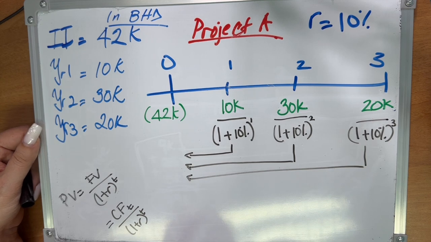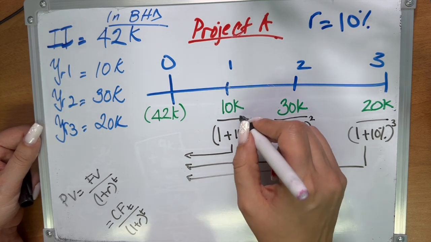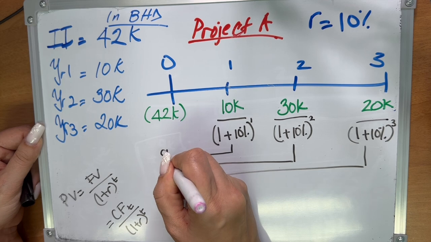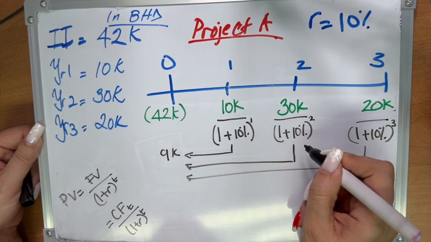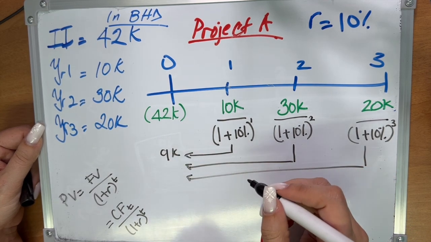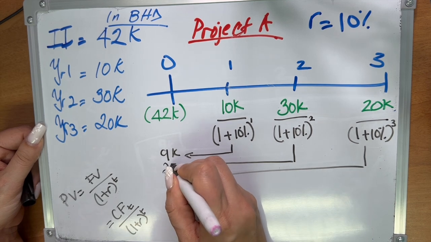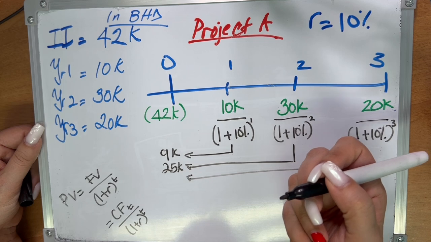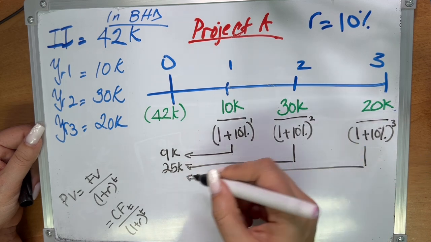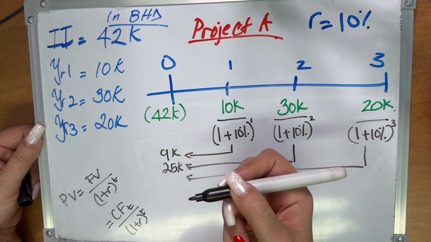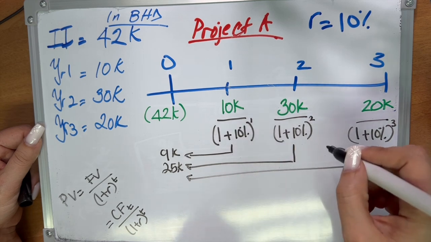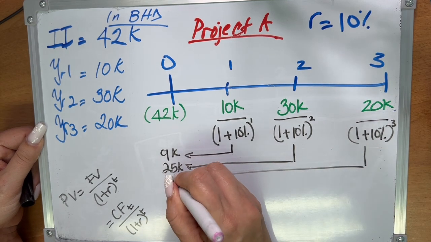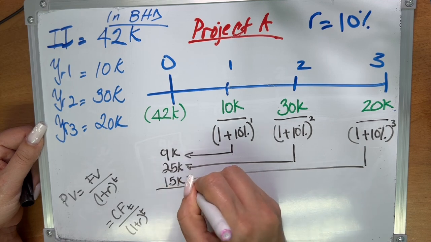Now, if you did the calculations, you should have found that the 10,000 discounted will be about 9,000. The 30,000 discounted is about 25,000. The actual should have been 24,793, but this is a fast example I'm doing here. So rounding up, it's 25, and the 20,000 would be about 15,000.